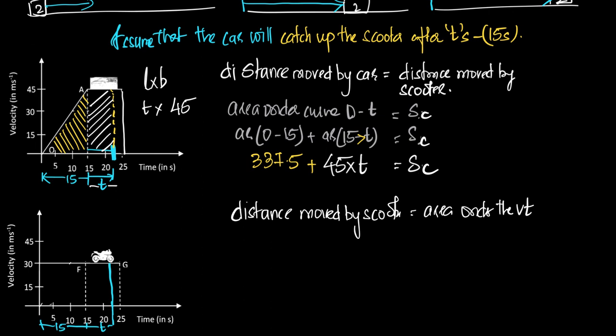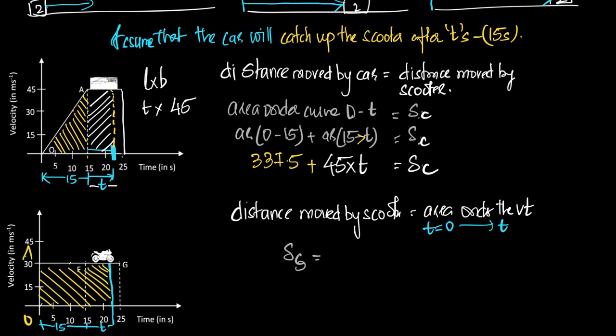Now, area under the VT graph from which time? From t is equal to 0 to t is equal to t. So the distance moved by the scooter will be equal to the area under the graph from 0 to 15 plus the area under the graph from 15 to t, right? Okay, since this is a direct rectangle, we can actually calculate the area directly. How? I'll tell you. See, this is the required area we are talking about, right? That area is basically a rectangle.